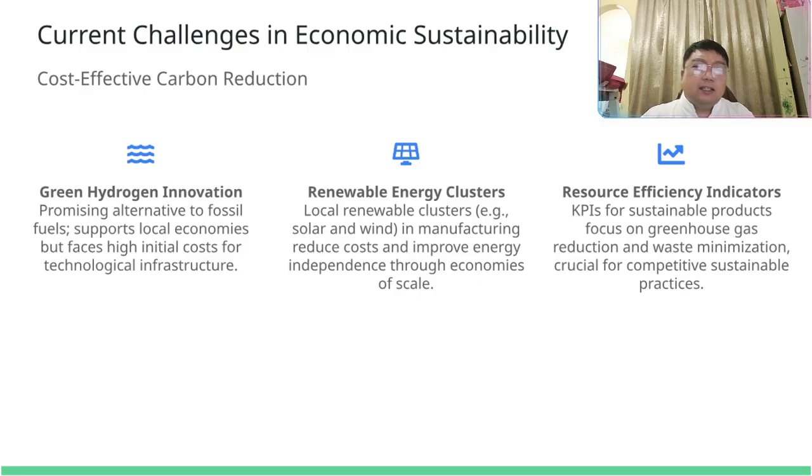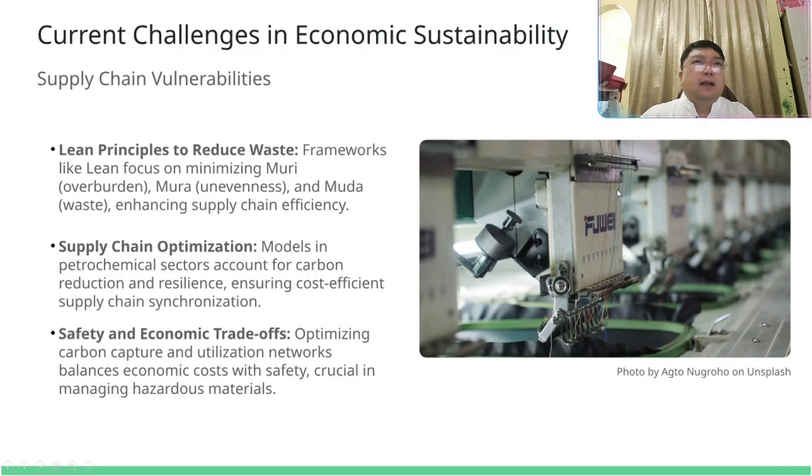Resource energy indicators, KPIs for sustainable products focus on greenhouse gas reduction and waste minimization, crucial for competitive sustainable practices. Supply chain vulnerabilities. Lean principle to reduce waste, frameworks like lean focus on minimizing Mura and Muda. Muri is overburden, Mura is unevenness, and Muda is waste, enhancing supply chain efficiency. And supply chain optimization models in petrochemical sectors account for carbon reduction and resilience, ensuring cost-efficient supply chain synchronization. Safety and economic trade-off, optimizing carbon capture and utilization networks, balancing economic cost with safety, crucial in managing hazardous materials.